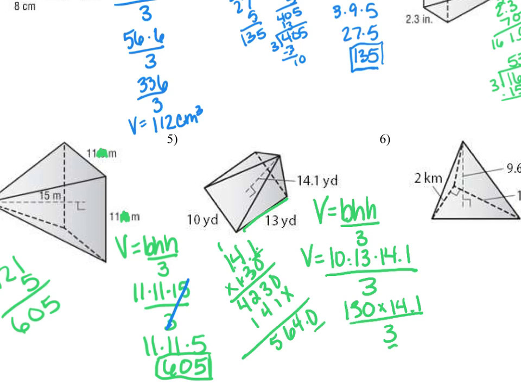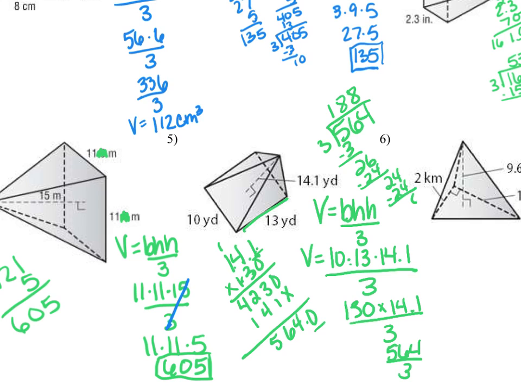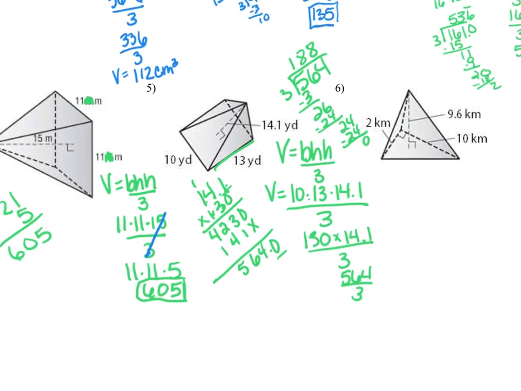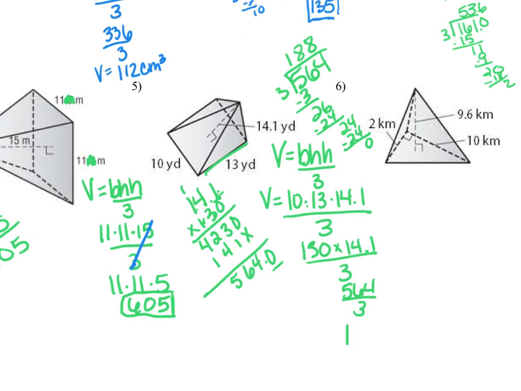So I got 564 divided by 3. So my last step is going to be to divide those two. So 3, 26. It'll go in there 8 times. So my answer is going to be 188 yards cubed.